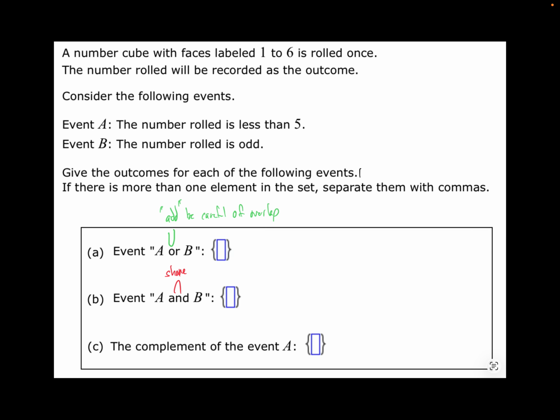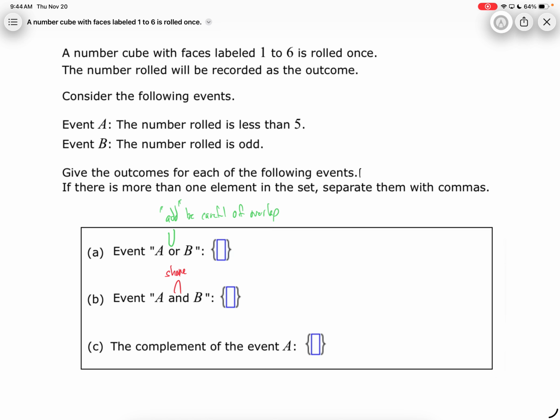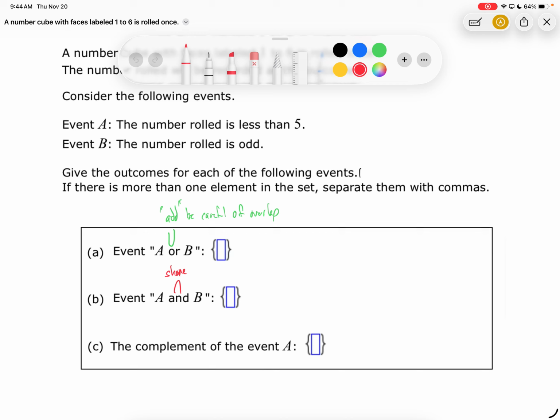A or B. So when do me or him win? A 1, a 2, a 3, a 4, or a 5. Any of those would allow us to win, right? It's okay that both would be 1 there. And then the "and" would be what allows both of us to win, a 1 and a 3. And then what would be the complement of A? Well, A is less than 5, so the complement of that would be 5 or more.